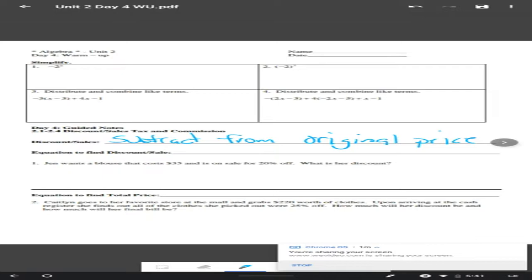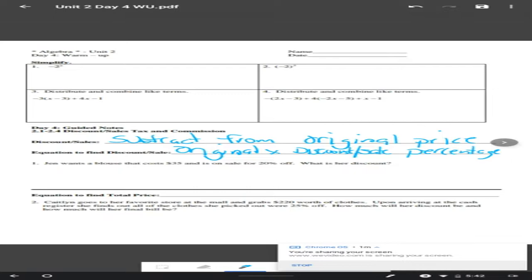And then the equation to find a discount or a sale is very simple. We take the original price and we multiply it by the sale or the discount percentage. So whatever that percentage is. And when we multiply that percentage, we just need to turn it into a decimal. And we'll talk about that in just a second.